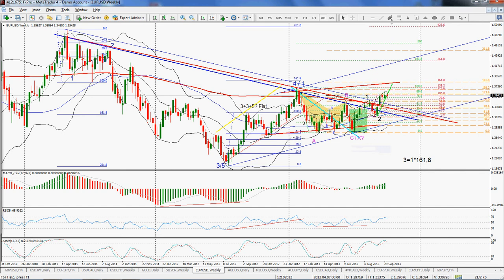So this is one correction. It could be A, B, C. This is an X wave, and this could be another A, B, and C wave, which will mean that we will go to the downside. We may reverse here and go strongly to the downside. So this is quite interesting as an alternative scenario. So one can prepare for that.